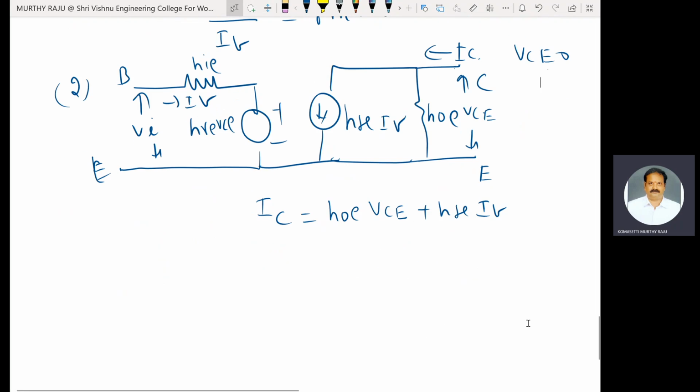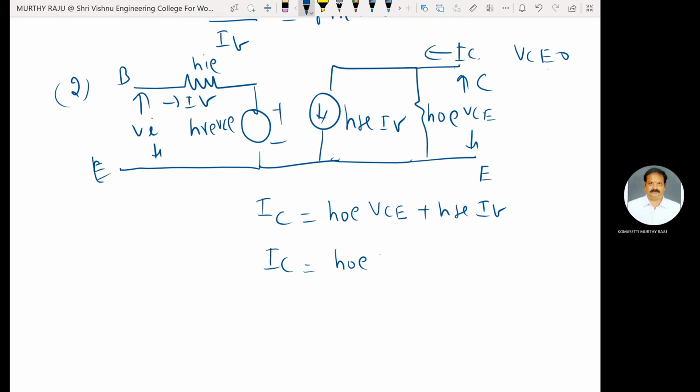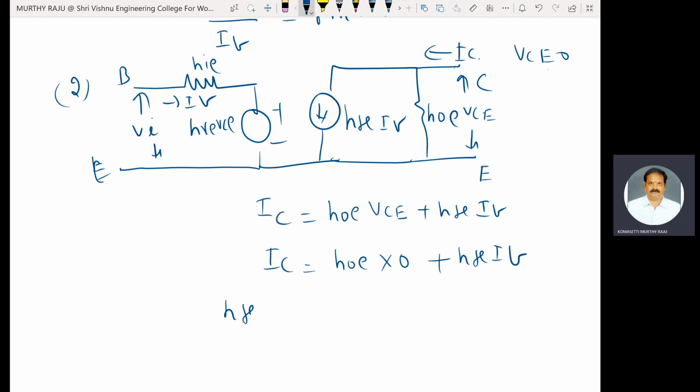Put VCE equal to 0 in this equation. IC is equal to HOE into 0 plus HFE IB. Therefore, HFE is equal to IC by IB. This one is equation 2.